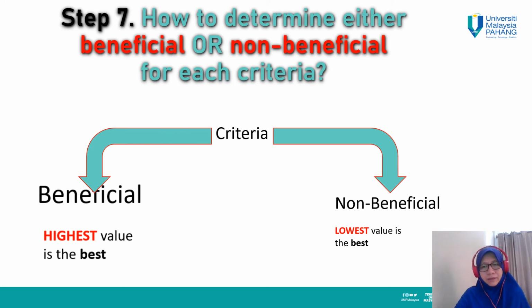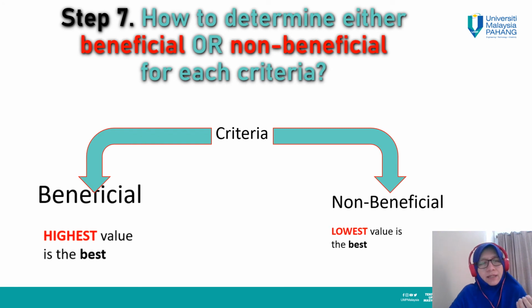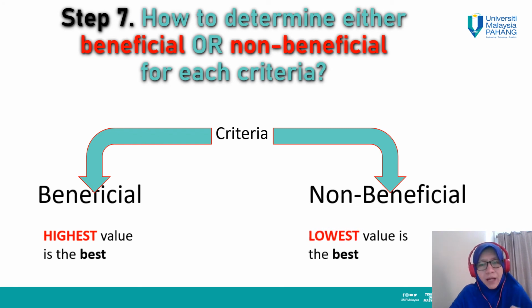For example, price. Price is a non-beneficial criteria because the lowest price is the one that we are looking for. Whereas customers' review is a beneficial criteria. It is because the highest rating is the one that we are looking for.